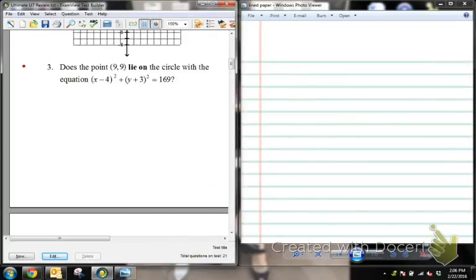Number 3 is the last one in this video. Number 3 is a much easier one. It asks, does the point (9, 9) lie on the circle with the equation? And then they give you this equation here. And to do that, you don't need to graph anything. All you're doing is you're plugging in.